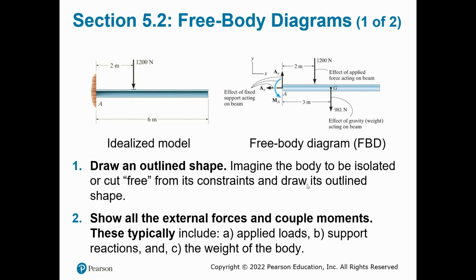We know that there's an external force of 1200 Newton being applied 2 meters away from the fixed support at point A. We know there's the weight of this beam. And we know that for a fixed support, your reaction force is going to be AX and AY and the moment at point A. So we're going to draw the outline shape, and we'll also show all the external forces, including the couple, applied load, support reaction, and the weight of the body.